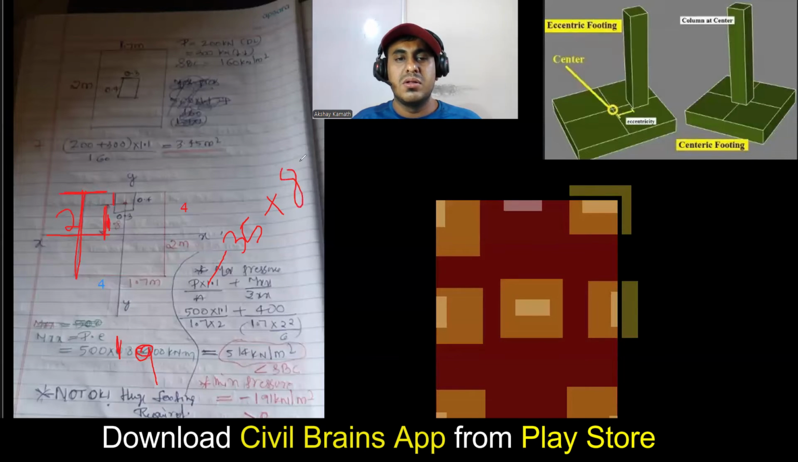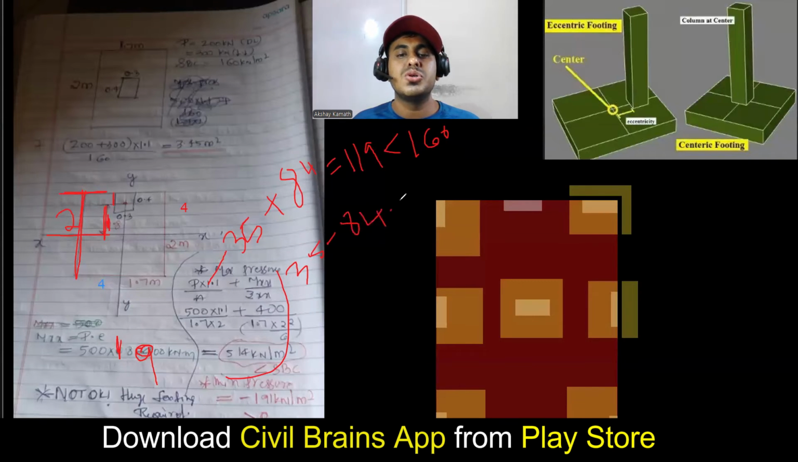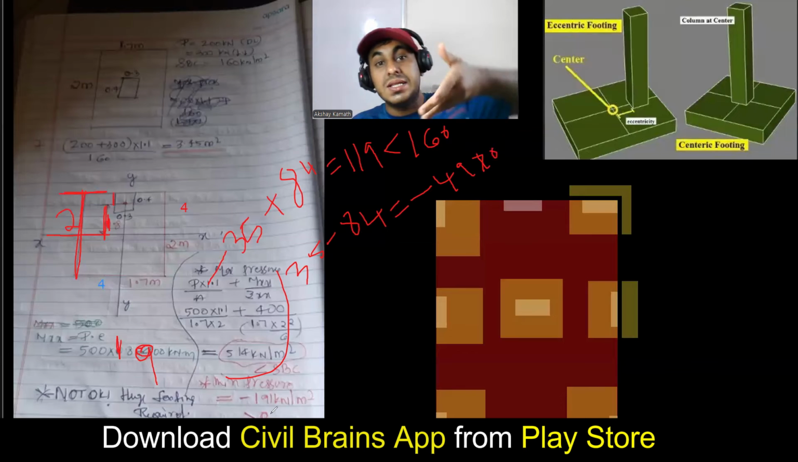Okay, fine. So 84 plus 35 is how much? It is 119. So now it is safe, no? 119 is less than SBC, which is 160. It is okay. But see, this is the maximum pressure. Come to the minimum pressure. The minimum pressure will be 35 minus 84, which is minus 49. But minus 49 is not greater than 0. So again there is a failure. That means there is still uplift.